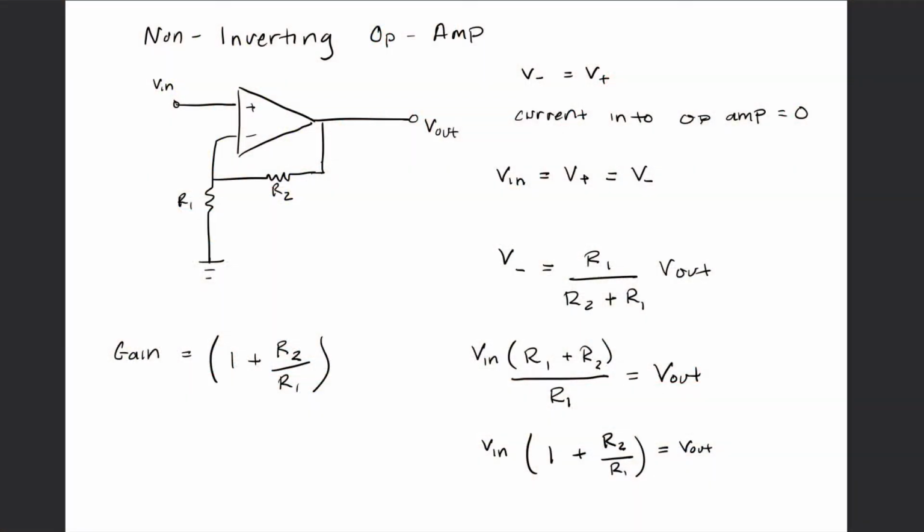For an op amp, we know that V minus and V plus are equal, and there is no current going into the op amp. Since we know V minus is equal to V in, we can use the voltage divider equation to solve for V out. After we rearrange the equation, we see that the gain is equal to 1 plus R2 over R1.